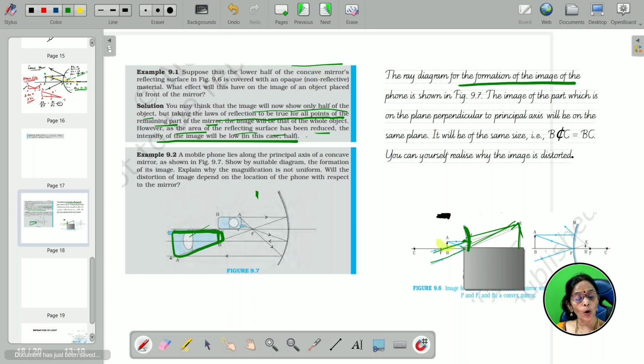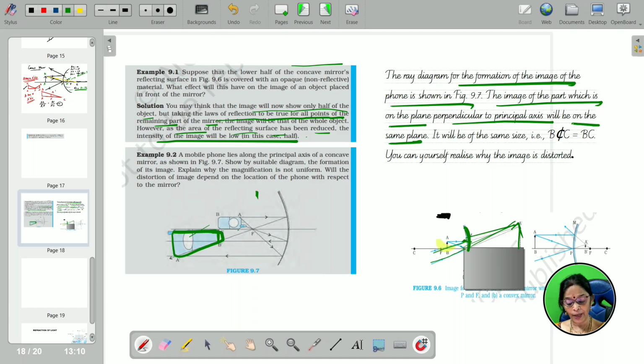The ray diagram for the formation of the image of the phone is shown. The image of the part which is on the plane perpendicular to the principal axis will be on the same plane and of the same size. You can realize why the image is distorted. The size is the same, but it is distorted because each and every point of the mobile phone is undergoing reflection. I am considering the horizontal size, not the vertical one. So you have to take the size and the distance into account, and you get a distorted image. Okay, now come back to this.